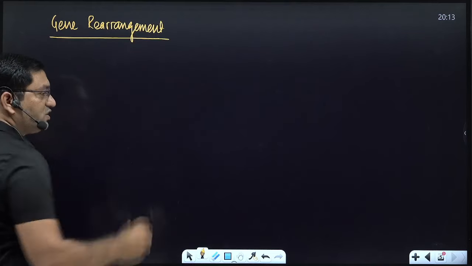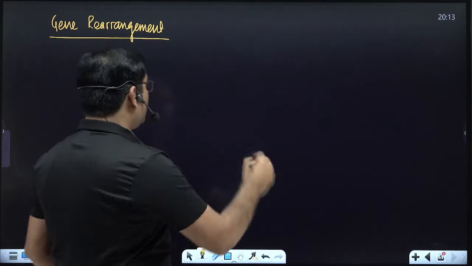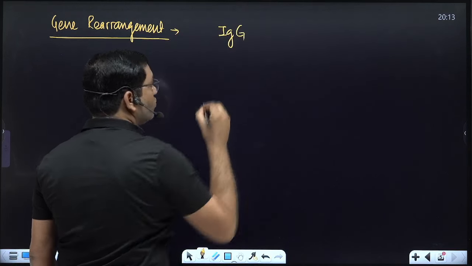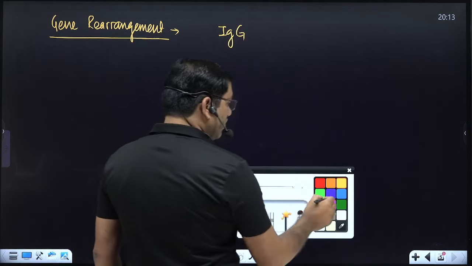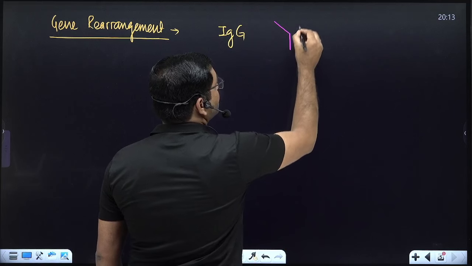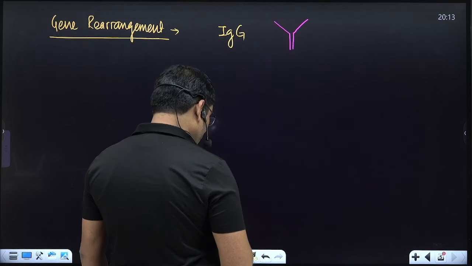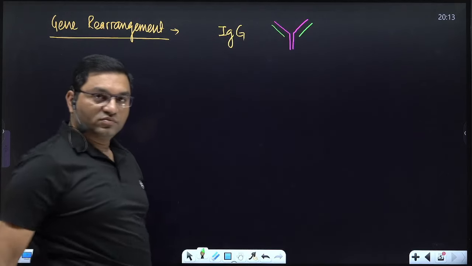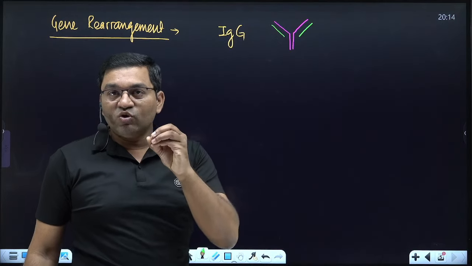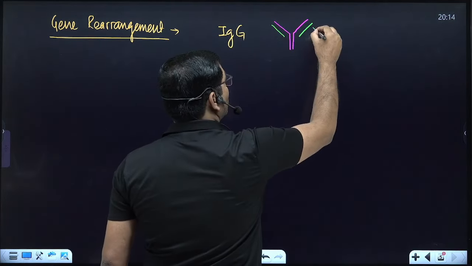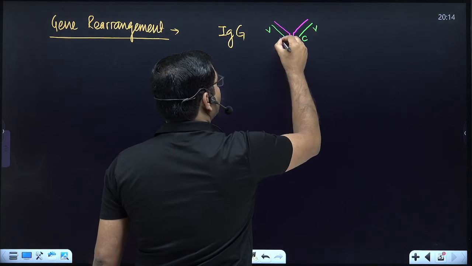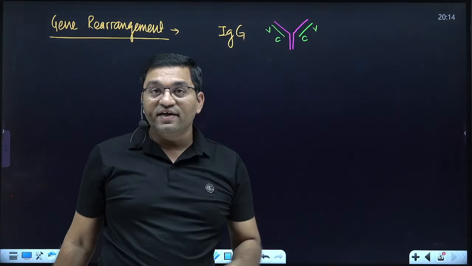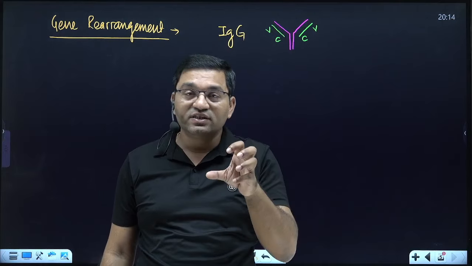Gene rearrangement is discussed with the help of immunoglobulin G. All of you know that immunoglobulin G is made up of two heavy chains and two light chains. These have a variable region and a constant region, and the variable region of the light chain and heavy chain is particularly important for binding with the antigen.